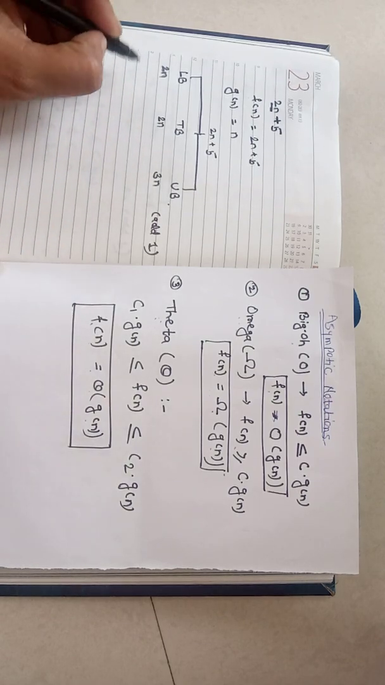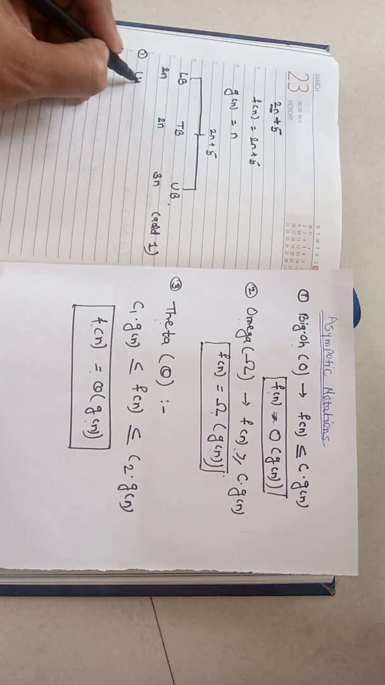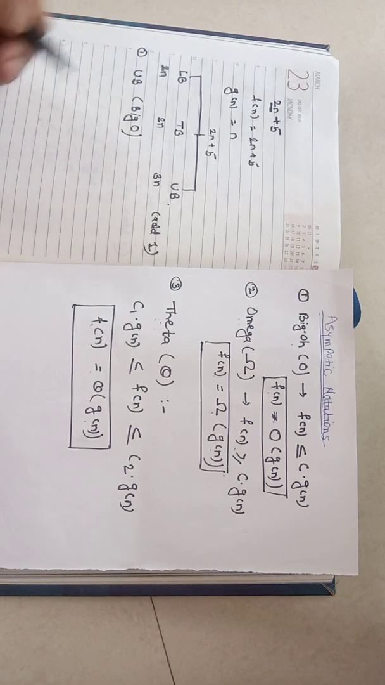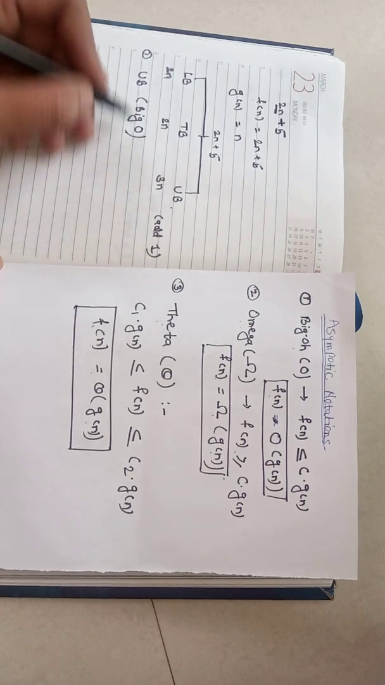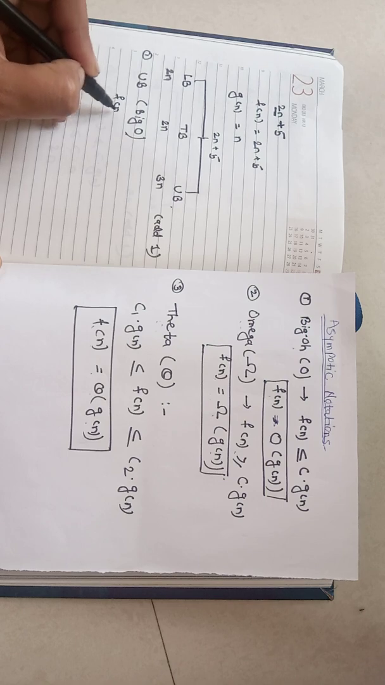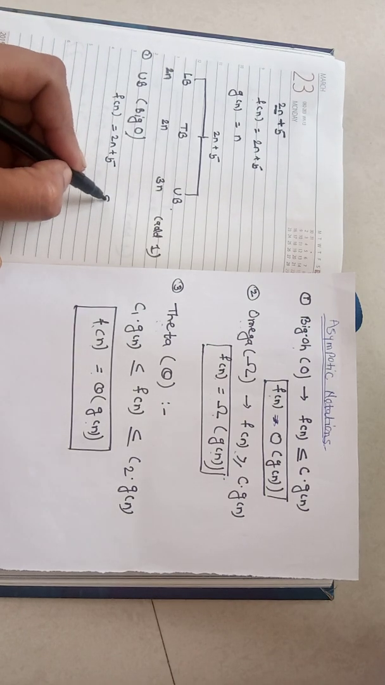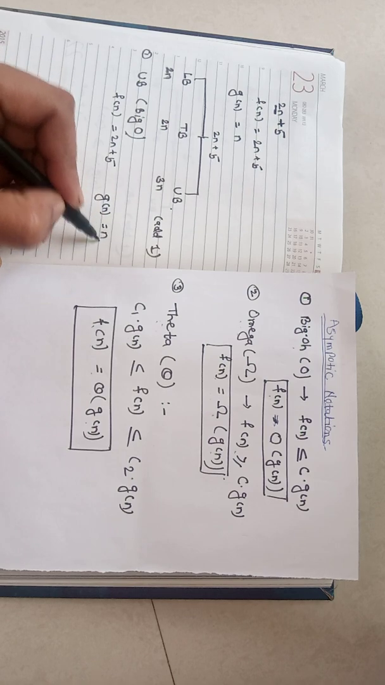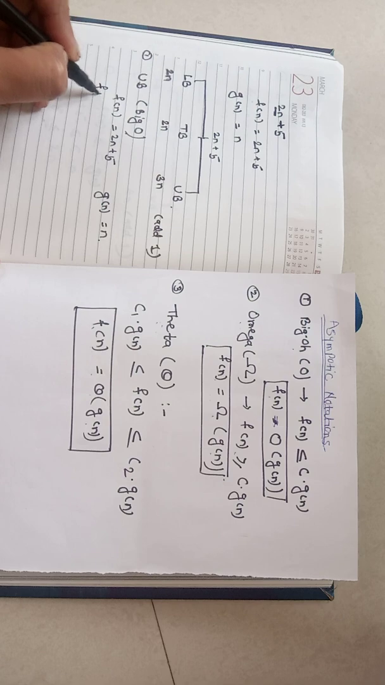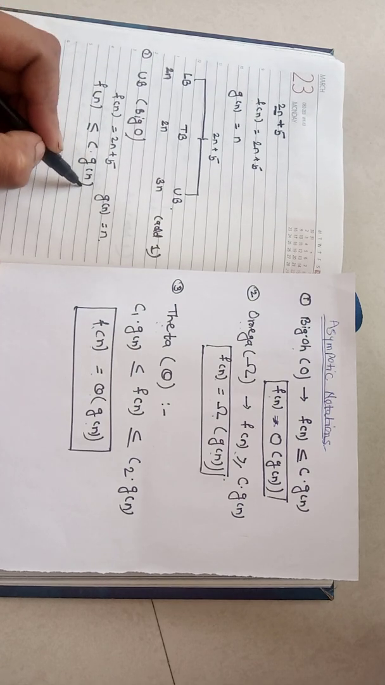Fine. So here we first calculate big O notation, which is called the upper bound. We write first the value of f of n: it is 2n plus 5. What is the value of g of n? G of n is n. And what is the equation for big O notation? F of n is less than or equal to c into g of n.